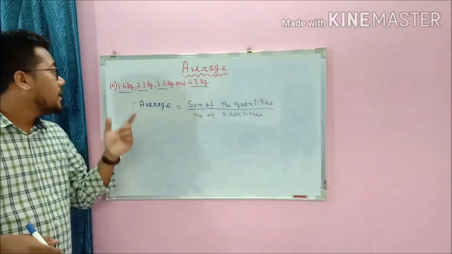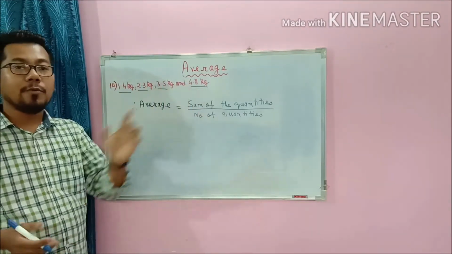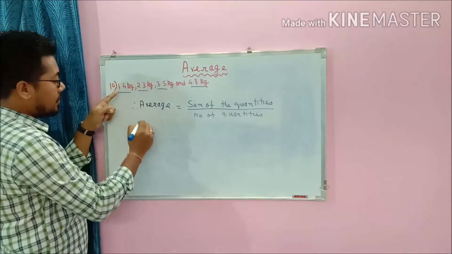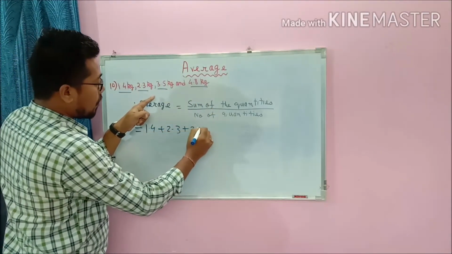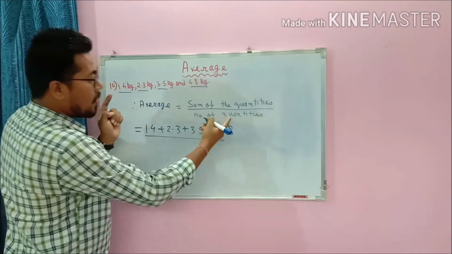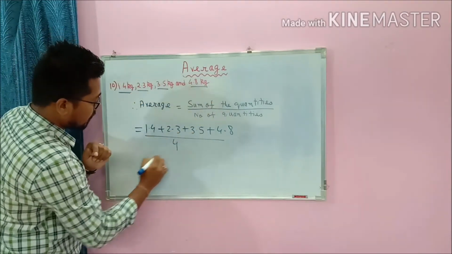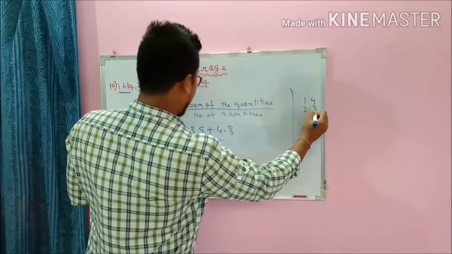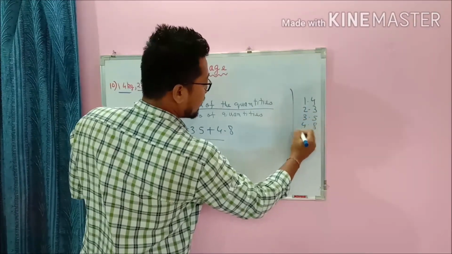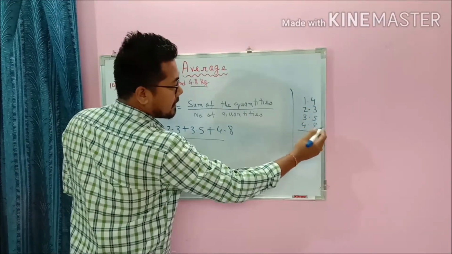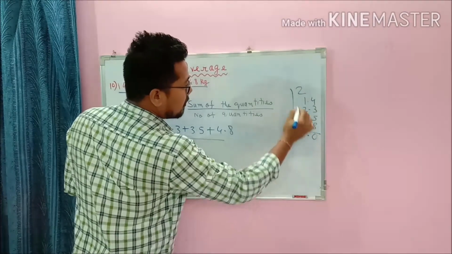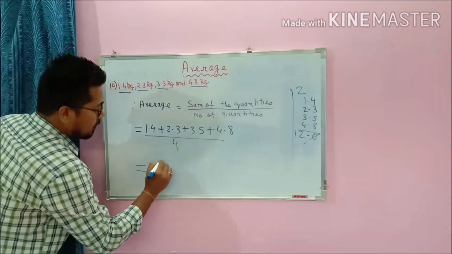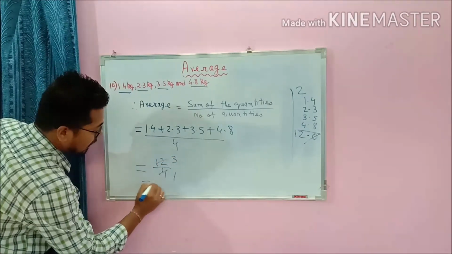Our next question is 1.4 kg, 2.3 kg, 3.5 kg and 4.8 kg. Again the same way, average equals the sum of the quantities divided by the number of quantities. We have to add 1.4 plus 2.3 plus 3.5 plus 4.8, divided by the number of quantities: 1, 2, 3, 4. Now we have to add the decimal numbers. 4 plus 3, 7. 7 plus 5, 12. 12 plus 8, 20. 0, 2. The decimal comes down. The sum is 12.0. After the decimal, 0 has no value. So 12 by 4. 4 ones are 4, 4 threes are 12. Your answer is 3.